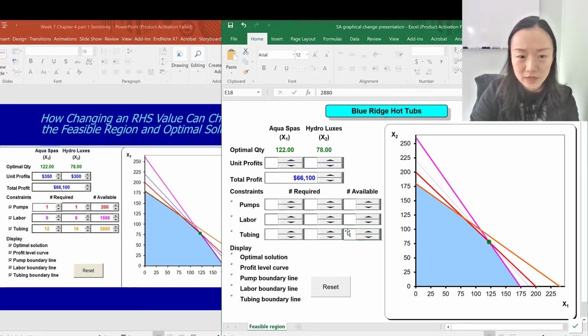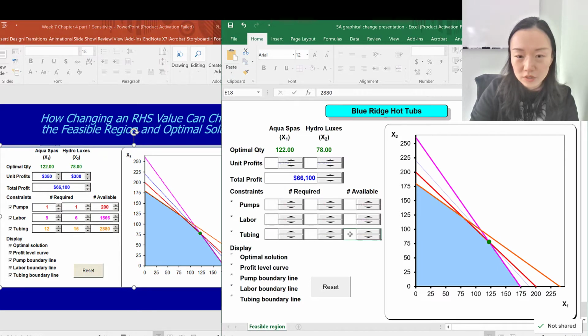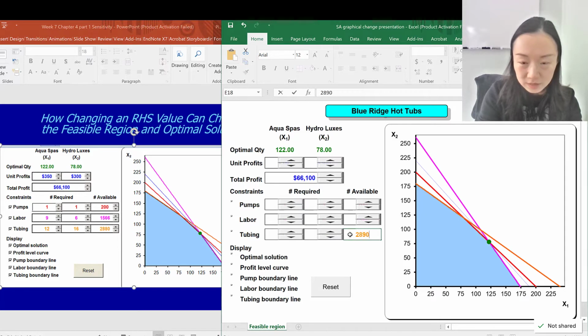Okay, so now I'm going back. 1566 was the original value. But let's take a look at what happens when we change the right-hand side of this orange line. This orange line represents the third constraint. It defines this part of the feasible region. So this edge of the feasible region is defined by this third constraint. However, it does not define where the optimal solution is. Now if we increase it, it's 2880, right? So now we change it to say 2890.